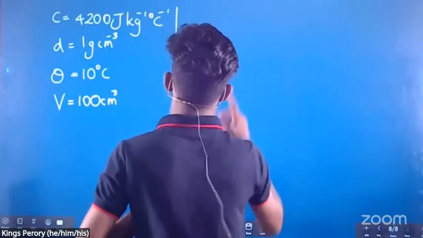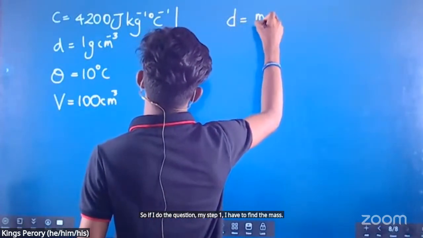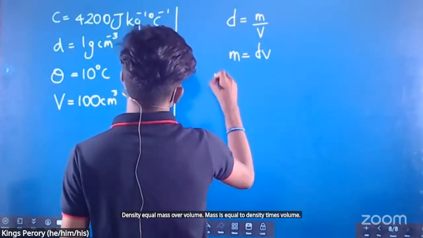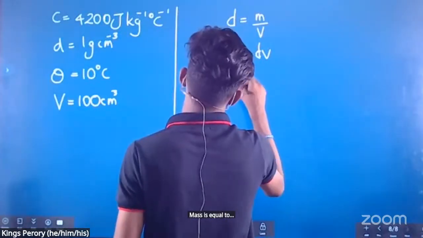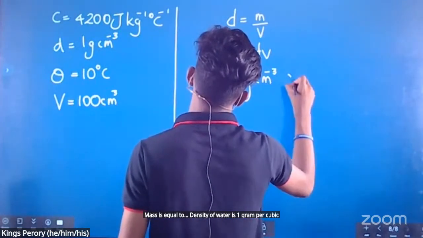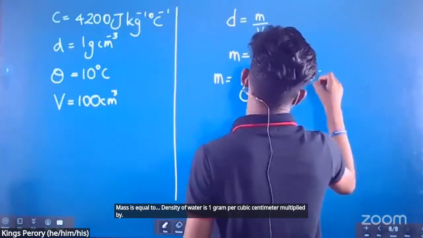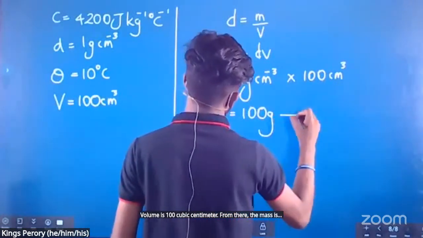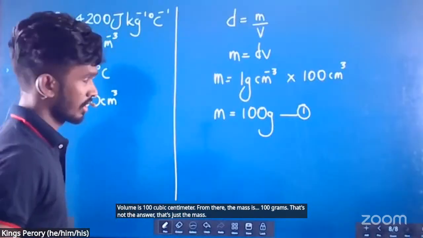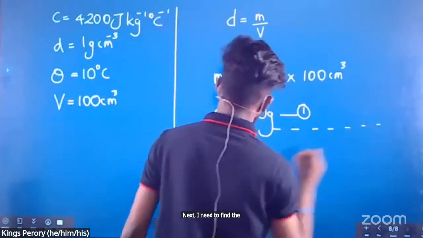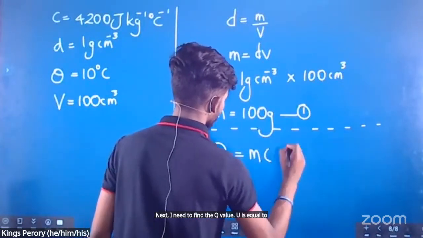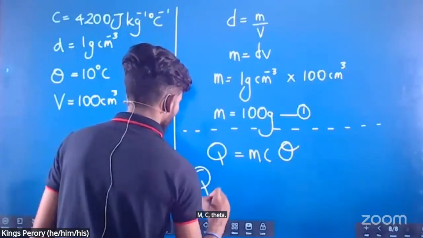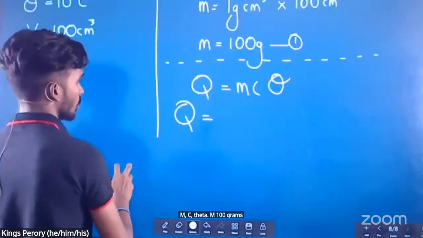So if I do the question, my step one, I have to find the mass. Density equals mass over volume, so mass is equal to density times volume. Mass is equal to the density of water, 1 gram per cubic centimeter, multiplied by the volume, 100 cubic centimeter. From there, the mass is 100 grams. That's not the answer. That's just the mass. Next, I need to find the Q value. Q is equal to m c theta.